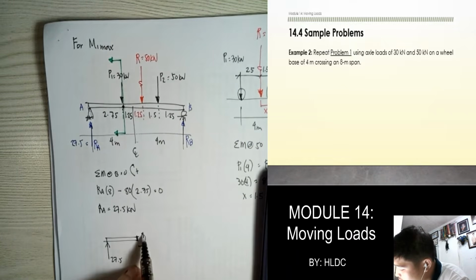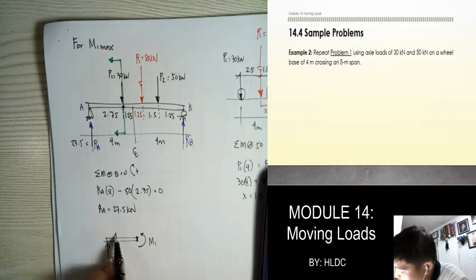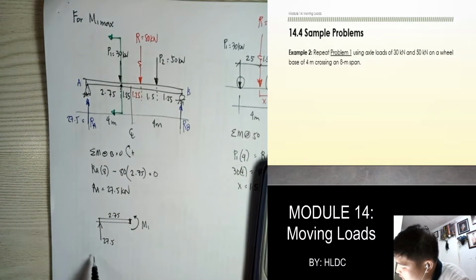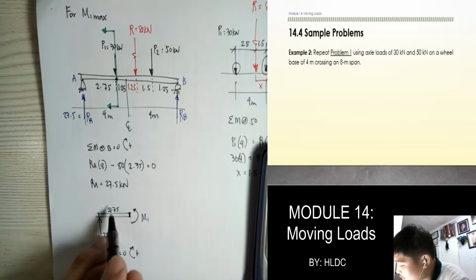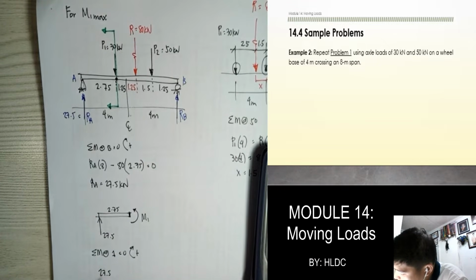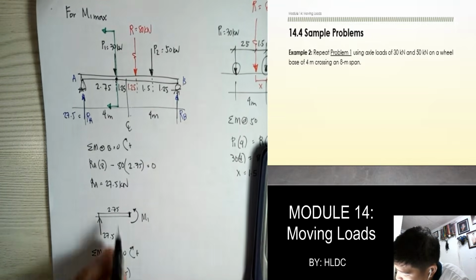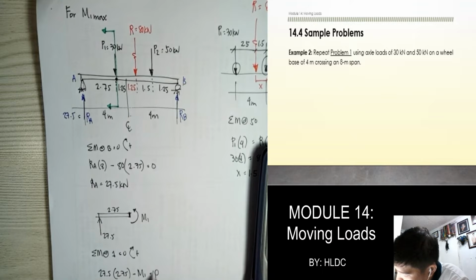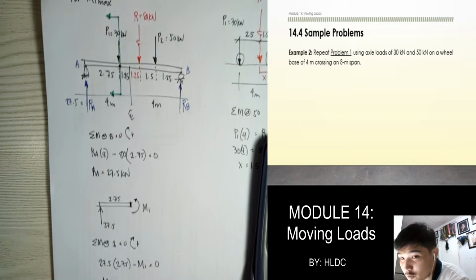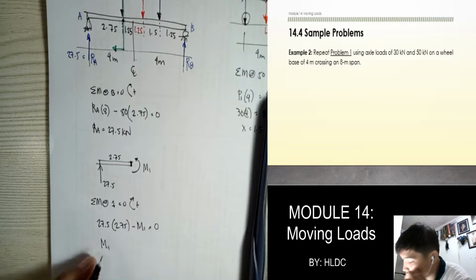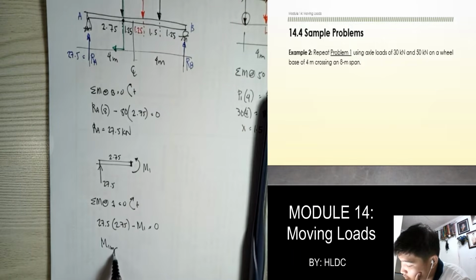Paano yun pag ganito? So tawagin ko siyang M1. So, wala na tayong ibang loads na nakikita, di ba? So, this distance is 2.75. So, by taking summation of moment at point 1 is equal to 0 considering clockwise moments positive. So, clockwise ito, 27.5. The moment arm is 2.75. And then ito, minus M1 is equal to 0. So, solving for the M1, which now corresponds doon sa ating maximum possible M1, ang M1 max.